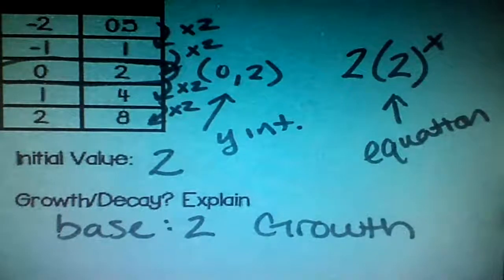Okay, so that's your equation. My a value, my initial value, is a 2. My b value, what I'm multiplying by each time, is a 2, raised to the x.